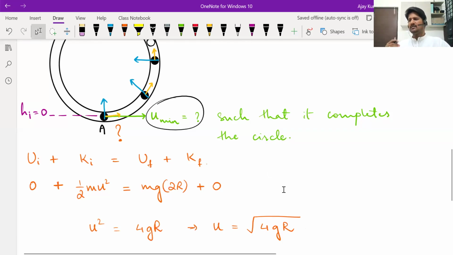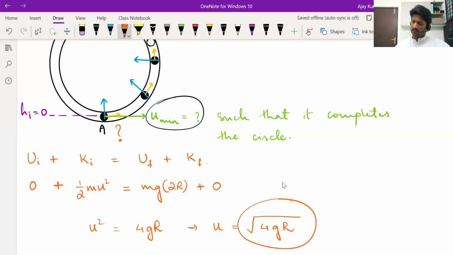Actually, a speed slightly greater than root 4gr is needed, but you can't tell the number immediately next to a given number. Suppose root 4gr comes out to be 20 meters per second. You can't tell the number which is immediately next to 20. So you'll say minimum required is 20 only, and it's mathematically valid to say like that.